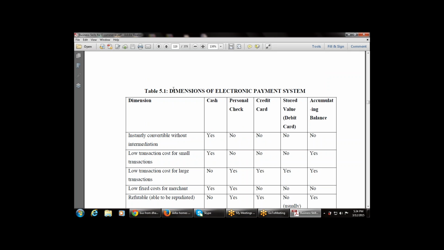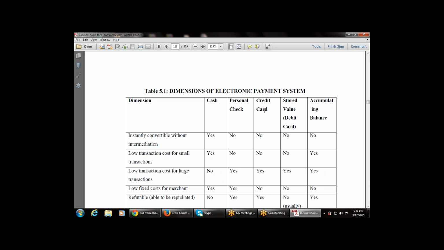These are the various dimensions: cash, check, credit card, stored value, that is a debit card, or accumulated balance. What type of mode are you using for the e-payment system? These are the five terms that are used.